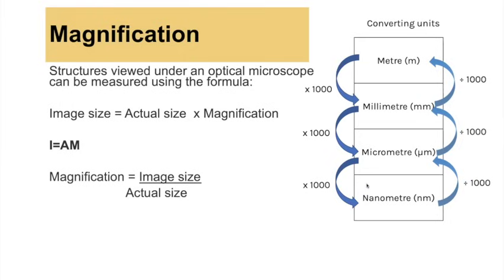You could be asked to calculate magnification of an image, so the formula that you need to remember is I = AM, and that is the image size equals actual size times magnification. Or you can rearrange it to work out the actual size or the magnification. And the key thing that you need to be aware of when you are doing these calculations is the image size and the actual size have to be in the same units. So you need to be familiar with how you convert from millimeters to micrometers or micrometers back into millimeters. Those are the two most common conversions in a magnification question. But if you want to know any of the other conversions, here they are.